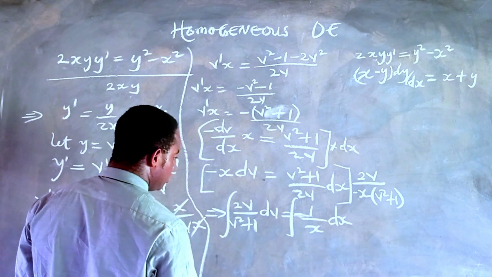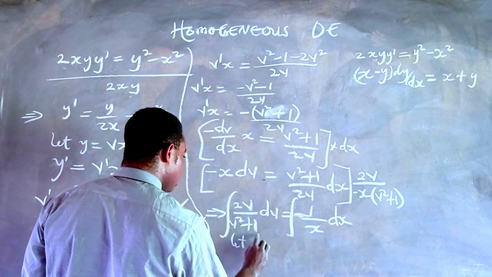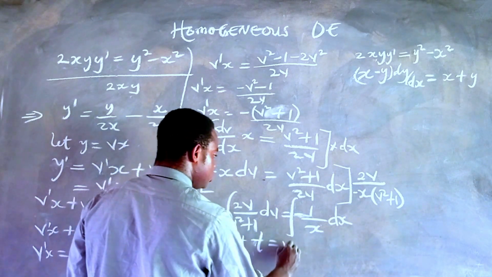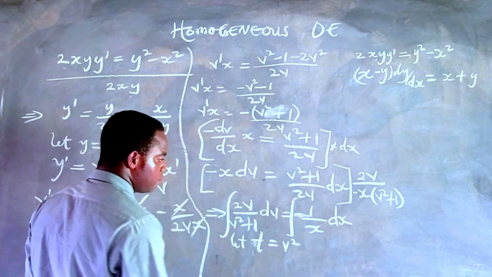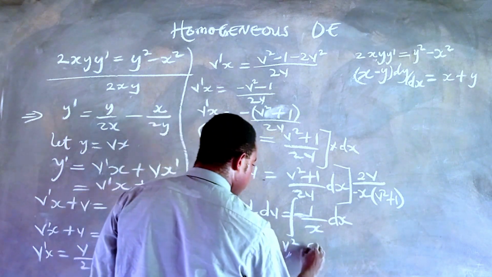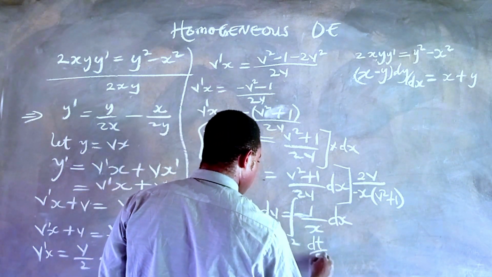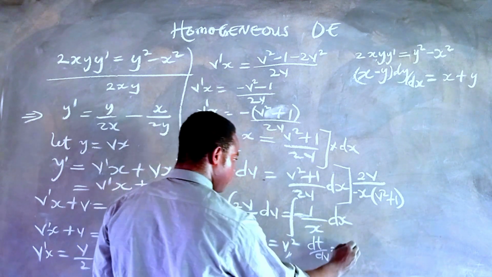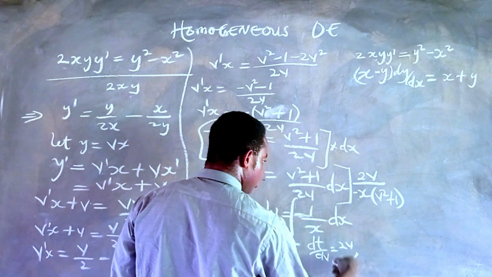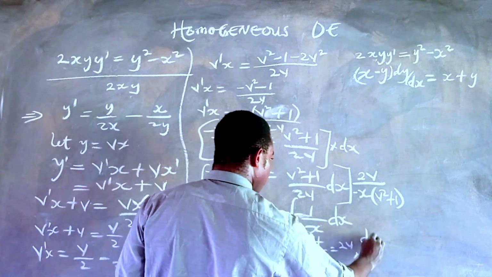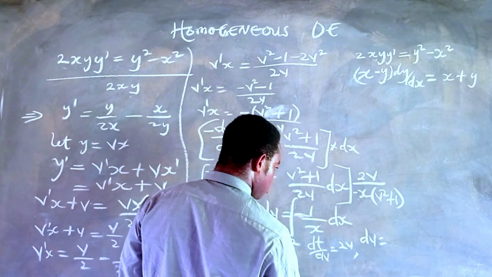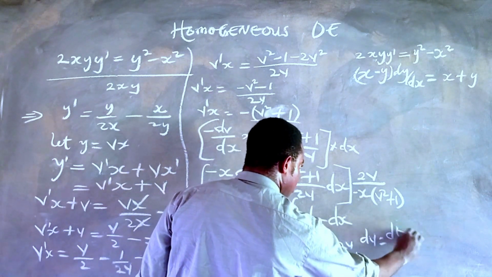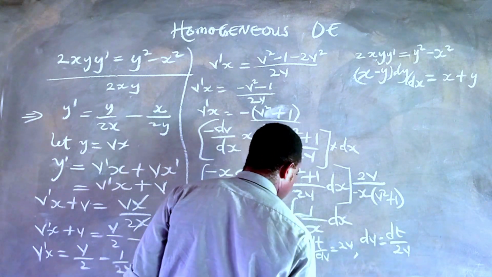You notice here we have a u substitution type of problem, right? So we set v squared equal to t. And what is the differential of t with respect to v? That is going to be 2v. So dt equals 2v dv, and what is dv? dv would be dt all over 2v, right?